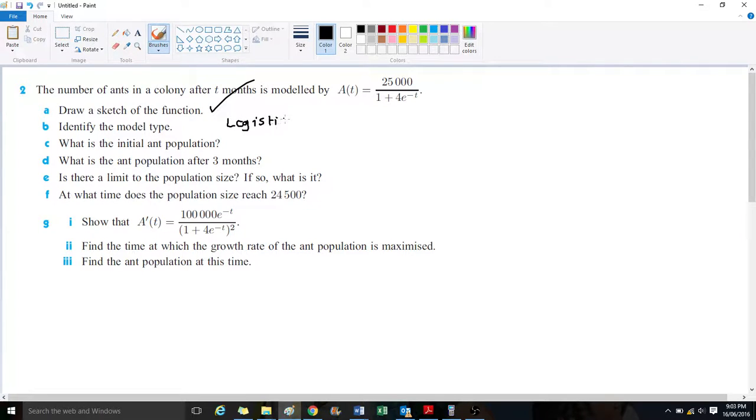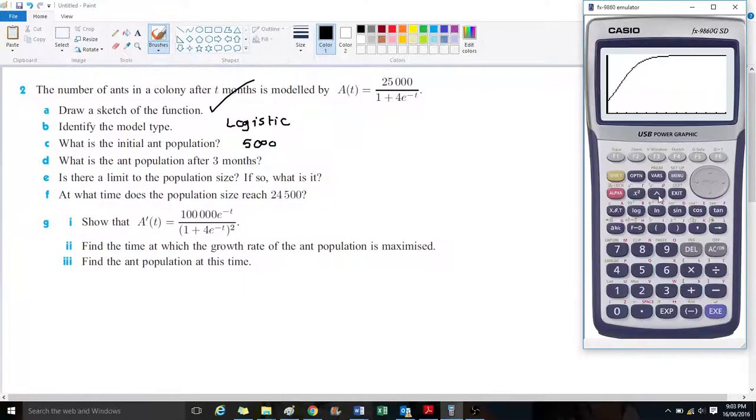Okay, identify the initial ant population. Okay, this occurs when t is 0, yeah? e to the power of 0 is 1, 4 times 1 is 4, so we have 1 plus 4 is 5, 25,000 divided by 5 is 5,000. Okay, so you can do it manually, or from our graph, we can g-solve it. Let's find out what the intercept is. When x is 0, the y-intercept is 5,000. Okay, so with this population or colony of ants, there's originally 5,000.